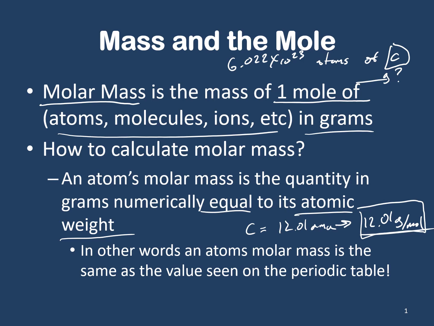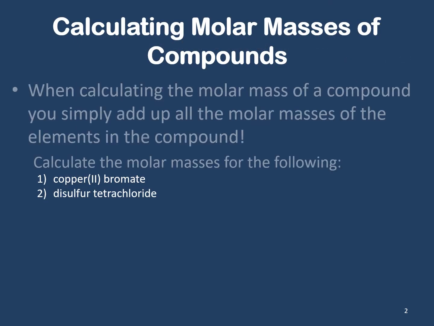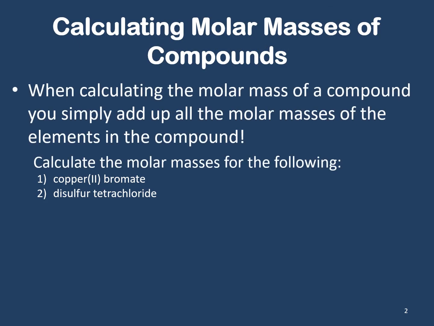However, we do need to calculate molar masses of compounds. Compounds have different molar masses than the elements that make them up. And how do we calculate the molar mass of a compound? Well, it's pretty simple. We take the molar mass of all the elements in the compound and we add them all together. So let's do some molar mass calculations for these two compounds.